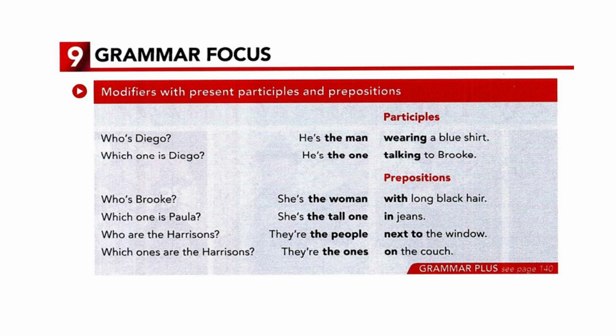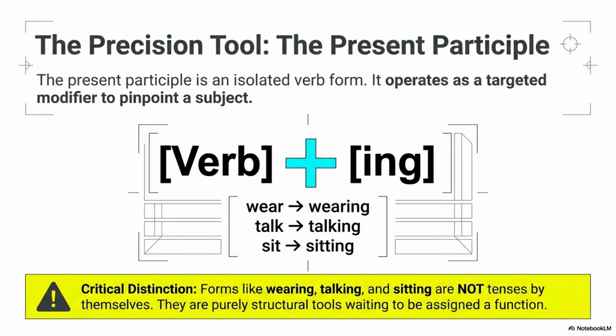But you are going to see for the first time this right here, which is called present participles. Okay? Present participles. Don't worry, I will explain it now. So, what is the present participle? The present participle is an isolated verb form. It operates as a targeted modifier to pinpoint a subject.